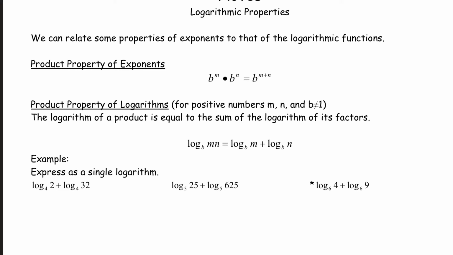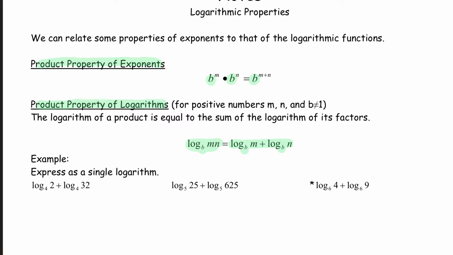We're going to be talking about logarithmic properties. One property that I do want to just review quickly is the product property for exponents. And we know that if we have the same base, we're going to add the exponents. So the product property for logarithms is almost the same. As long as you have the same base, you can either expand or you can condense logarithms. And this is called the product property.